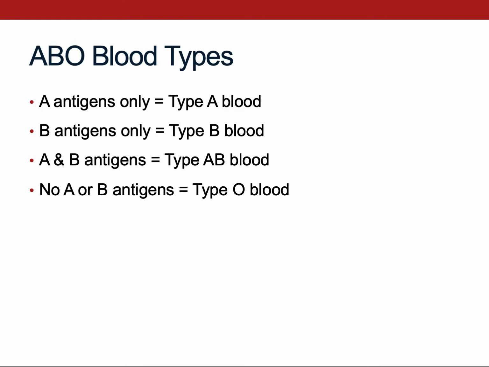So if you have A antigens and only A antigens, you have type A blood. If you have B antigens and only B antigens, you have type B blood. If you have both A and B antigens, you have type AB blood. And if you don't have any A or B antigens, you have type O blood.